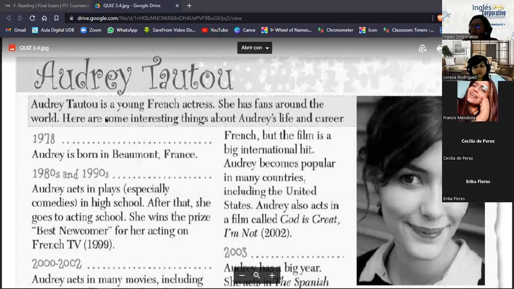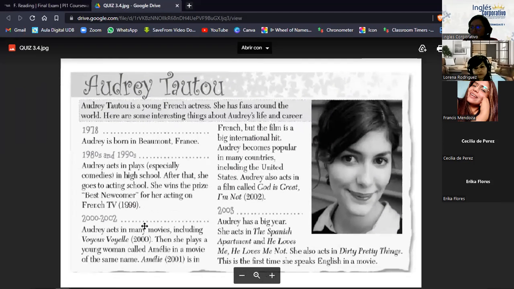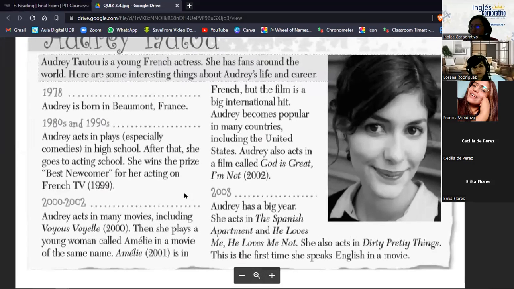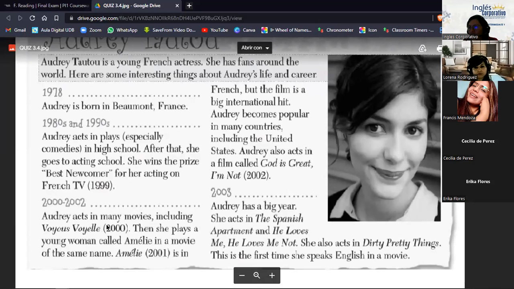Then it says: 1978, Audrey is born in Beaumont, France, right? 1980s and 1990s, Audrey acts in plays, especially comedies, in high school. After that, she goes to acting school. She wins the prize, Best Newcomer, for her acting on French TV, 1999. 2000, 2002, Audrey acts in many movies, including Vogel, 2000. Then she plays a young woman called Amelie in a movie of the same name.